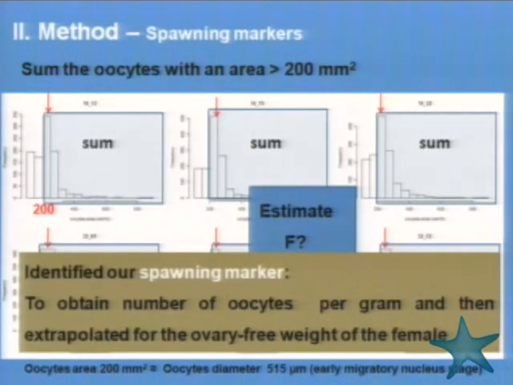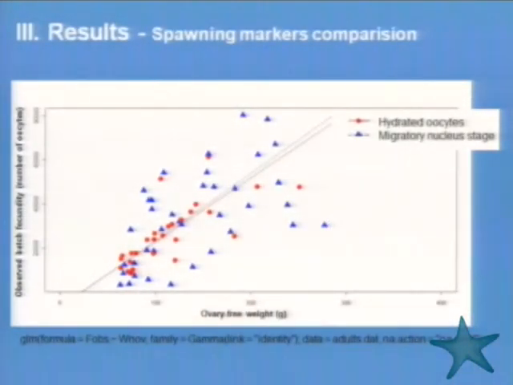Okay, we have identified our spawning marker, and we will obtain the number of oocytes by these sums, and then extrapolate it for the ovary free weight of the female. And these are the results that we obtained. Here are plotted the observed batch fecundity obtained applying hydrated oocytes as spawner markers and the migratory nucleus stages as spawner markers. We can see that the results with the migratory nucleus stage are very similar to the other ones.